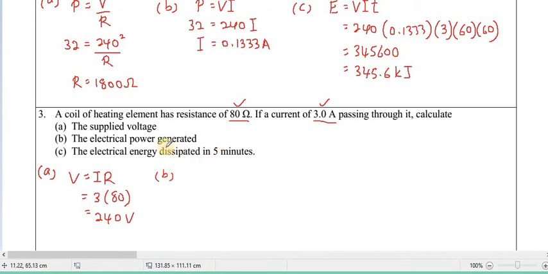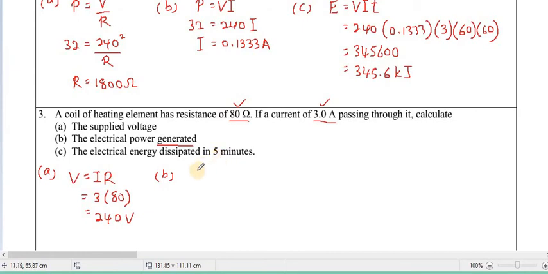After that, the electrical power generated. Okay, don't get confused by the word generated. Please don't think that the heating element can produce electrical energy. It's not like that. When it says electrical power generated, it basically means how much is the power of the heating element. That means every 1 second the heating element uses how much energy.